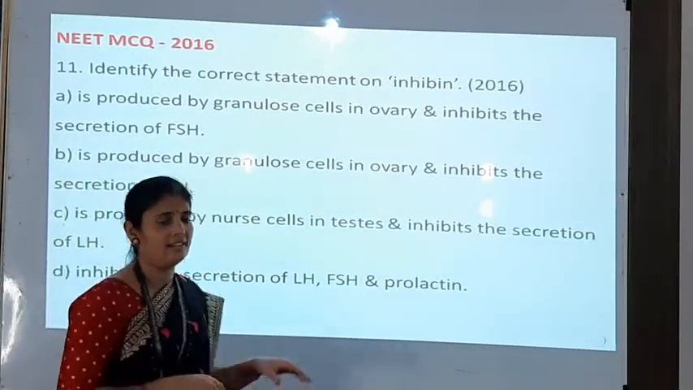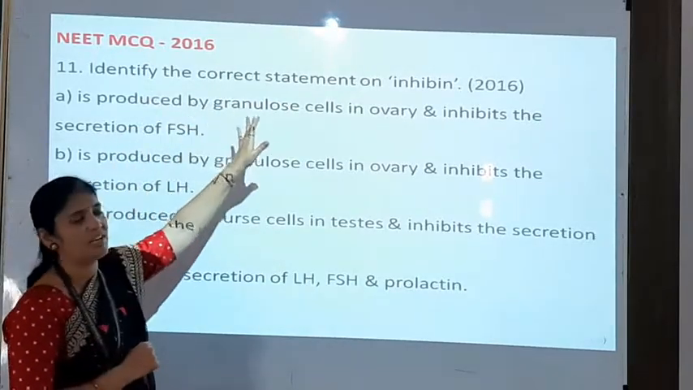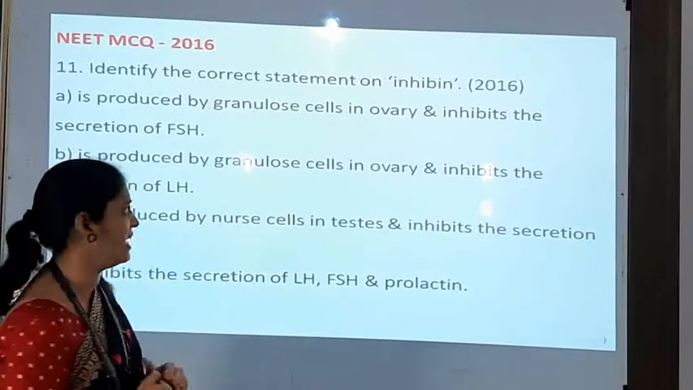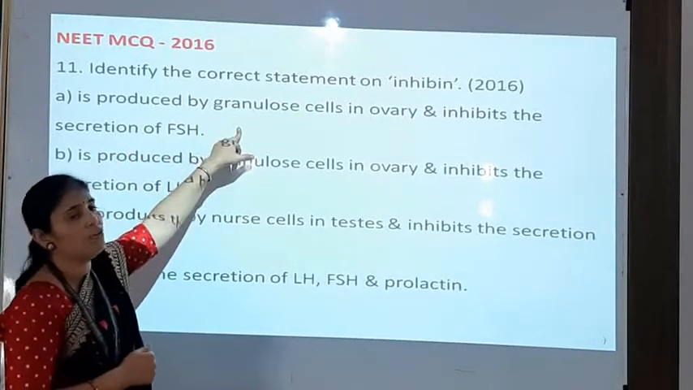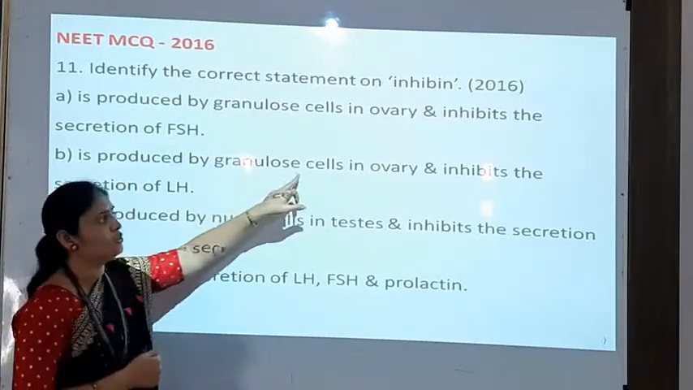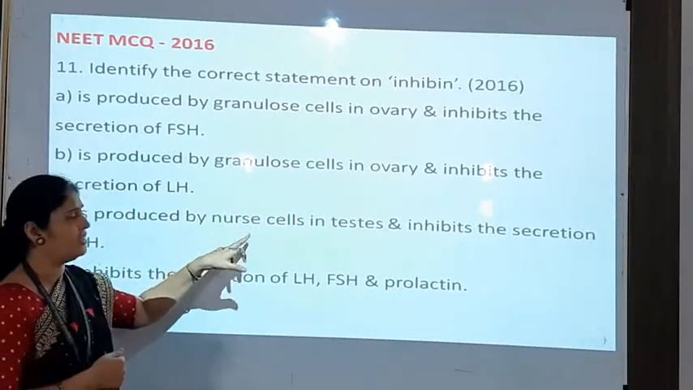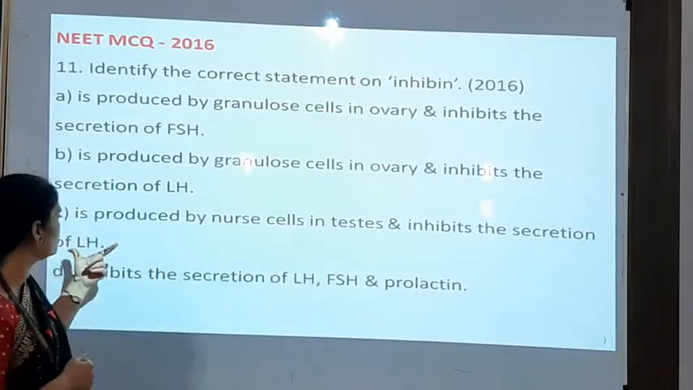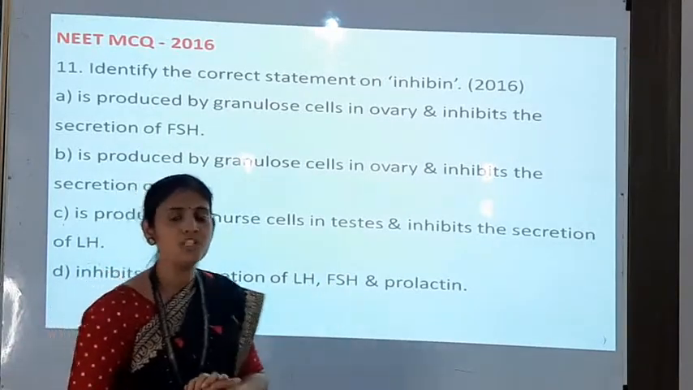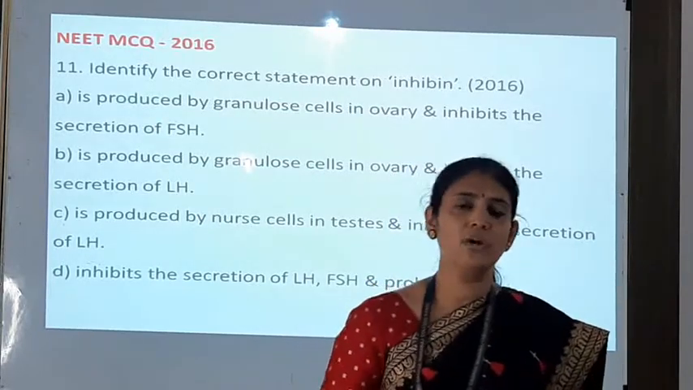So related to that there is one question which was asked in 2016. Identify the correct statement on inhibin. Inhibin hormone related, we have to identify the correct statement. It is produced by granulosa cells in ovary and inhibits the secretion of FSH. It is produced by granulosa cells in ovary and inhibits the secretion of LH. It is produced by Sertoli cells in testes and inhibits the secretion of LH. And it inhibits the secretion of LH, FSH and prolactin. So four statements are given. Out of that, we have to identify which is the correct statement related to inhibin.